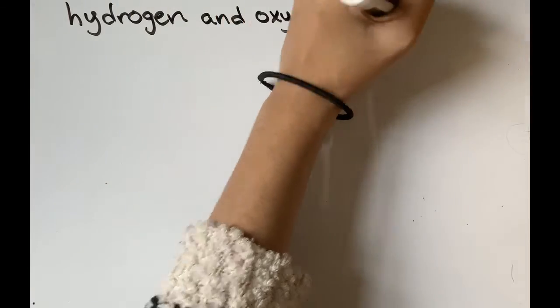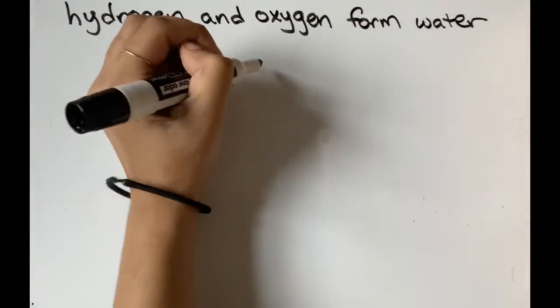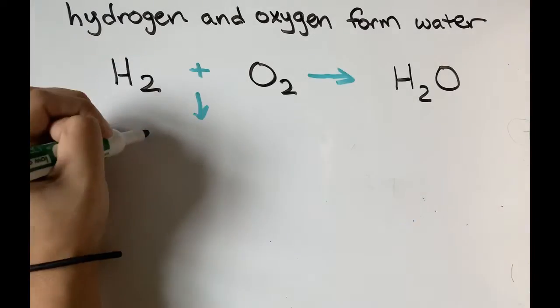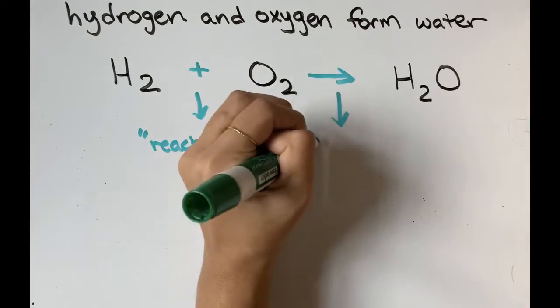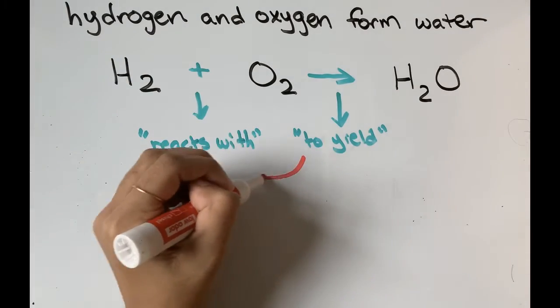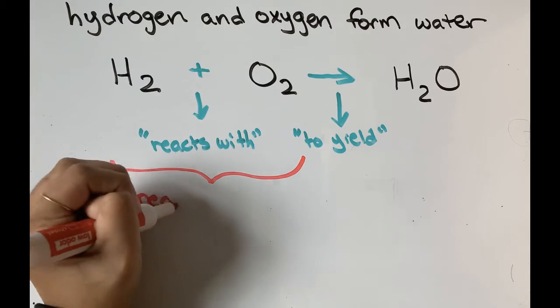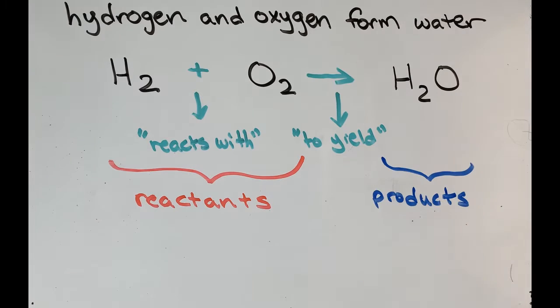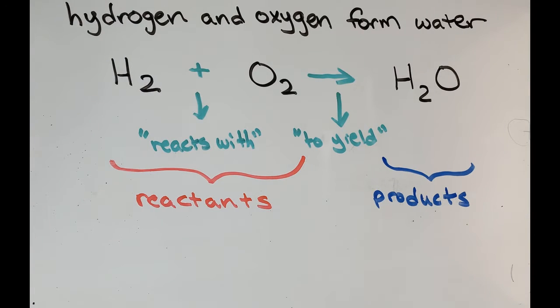Let's draw how hydrogen gas burns in air to form water. This is written as H2 for hydrogen gas plus O2 for oxygen gas, with an arrow pointing to H2O. The plus sign means reacts with, and the arrow means to yield. The starting materials on the left side are called the reactants, and the result of the chemical reaction on the right side is called the product.